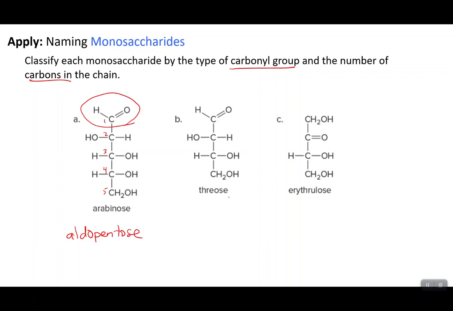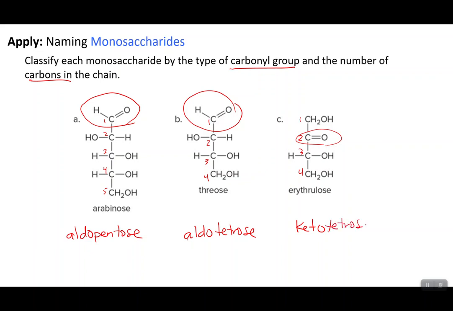Next, I recognize it has an aldehyde here. So it's going to receive the name aldo, and then it's 1, 2, 3, and 4. So that will be tetrose. Lastly, I observe here I have a ketone, and then 1, 2, 3, 4. So ketotetrose. And this is how we can apply general classifications or general names to classes of carbohydrates.